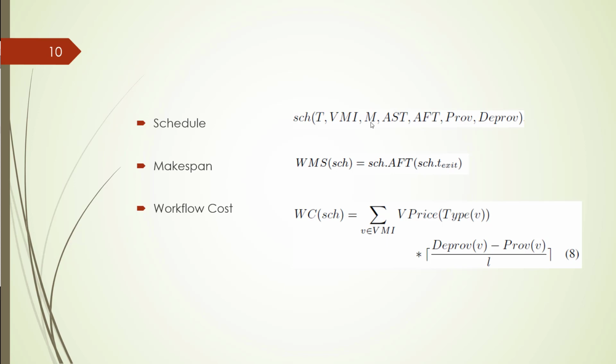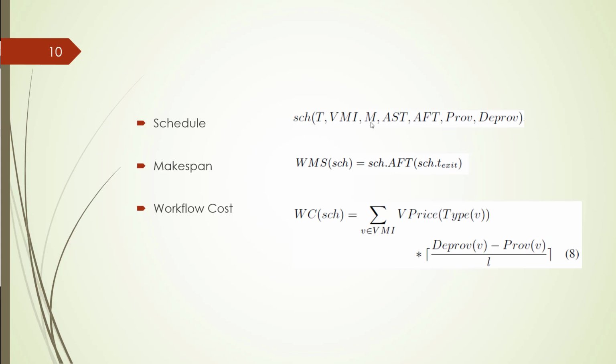Where prov is a function from virtual machine instance to the R plus, is a virtual machine instance provisioning time function, and the prov of virtual machine instance M returns the time that virtual machine instance VMI M is to be provisioned. The deprovision is a function from VMI to R plus. Is a virtual machine instance deprovisioning time function, and the deprovision of VMI of M returns the time that the virtual machine instance VMIM is to be deprovisioned.